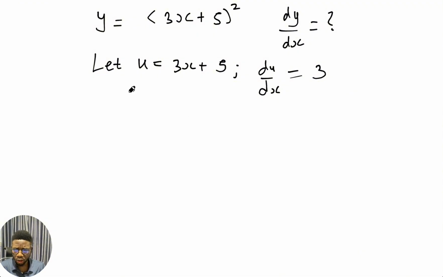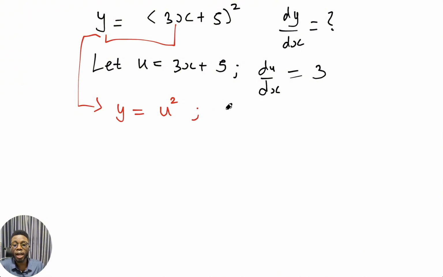If that is settled, now you need to rewrite this function, such that y is defined as a new function. Instead of 3x plus 5, 3x plus 5 is now u. So we have u to the second. And for every one of these steps, you need to perform a derivative. You would find the derivative of y. Now, y is defined as a function of u, so you are differentiating y with respect to u.